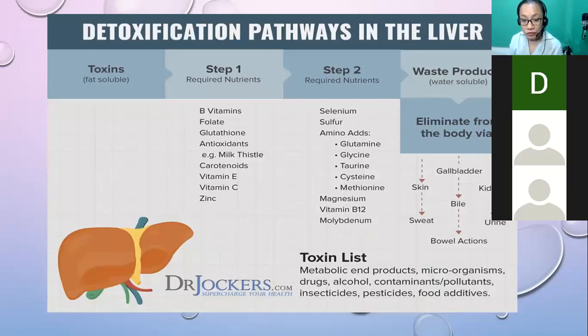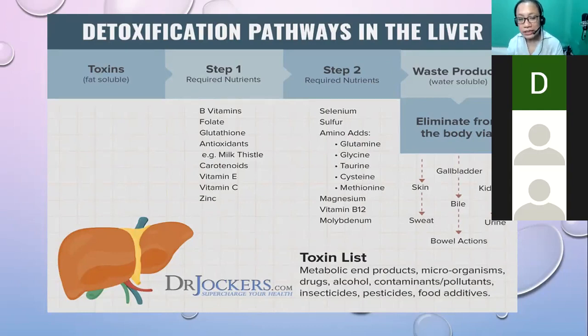in its production of glutathione, especially the liver, because the liver is the organ that produces glutathione and supplies this glutathione to all of the cells. Okay, let me give you a brief summary on how the liver detoxifies.